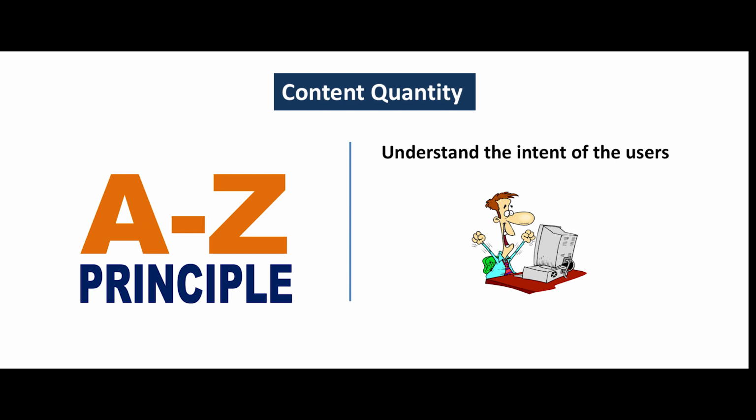Next, we have content quantity. The second way to optimize the content is quantity. The quantity of the content also matters along with the quality. In this case, the principle of A to Z matters. Try to understand the intent of the user and then give him A to Z detail on the topic by covering various aspects.